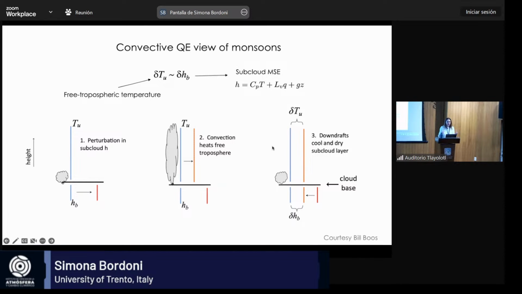But at the end of this very fast process, we have that variations in the upper tropospheric temperature are in equilibrium with changes in the boundary layer moist static energy, so that, again, the two are in equilibrium. And so this framework does allow us to establish a link between variations in the subcloud or boundary layer moist static energy and the free tropospheric temperature.